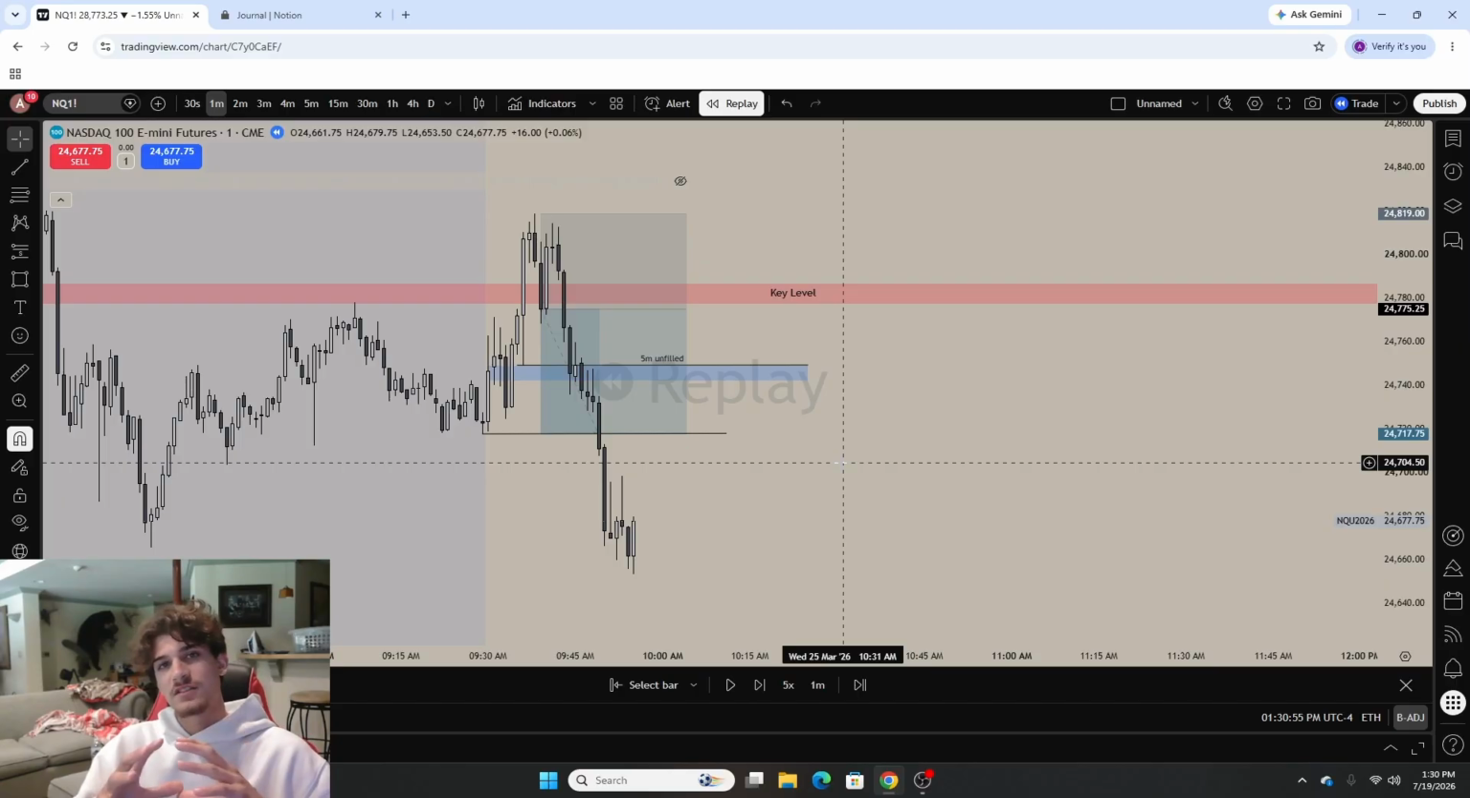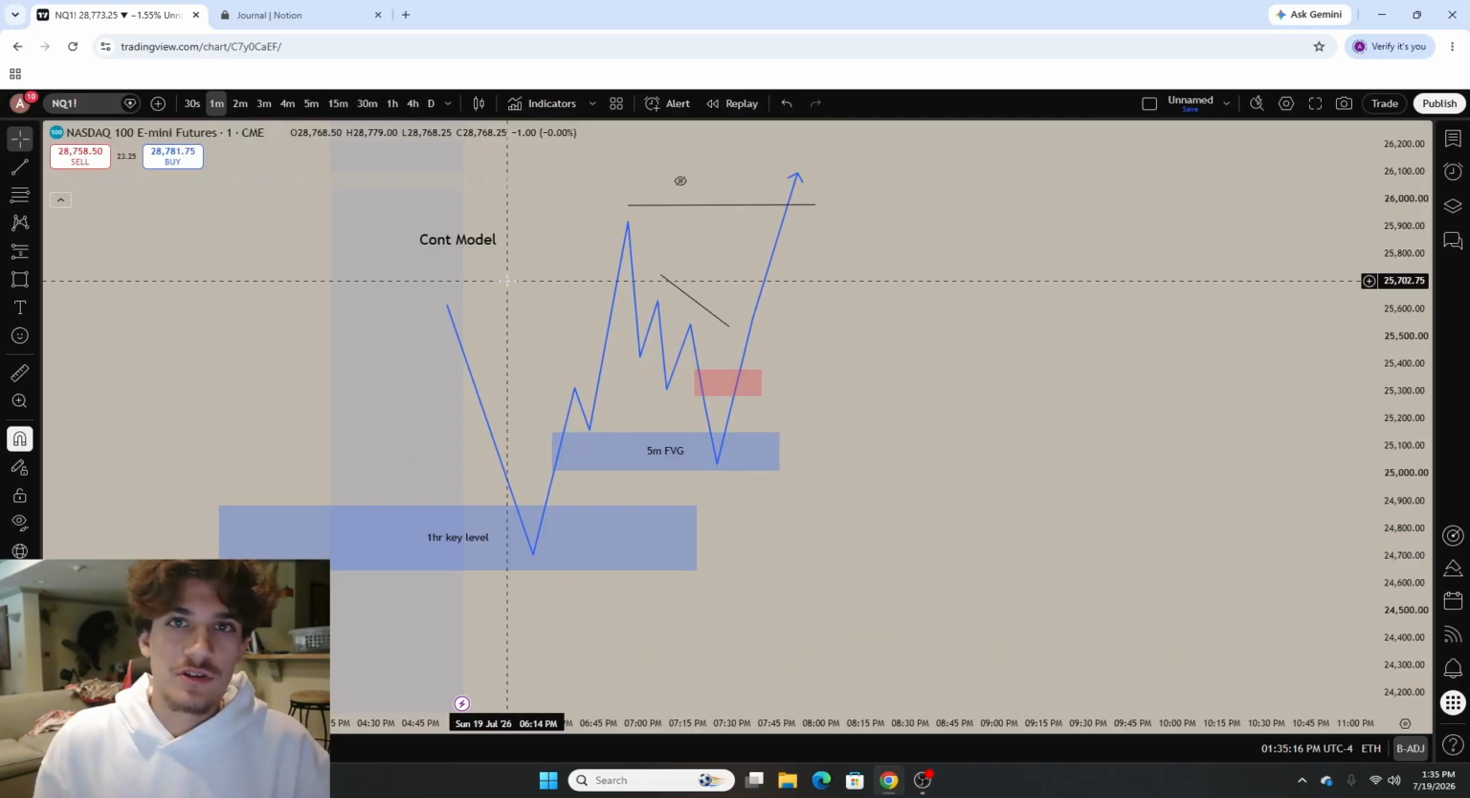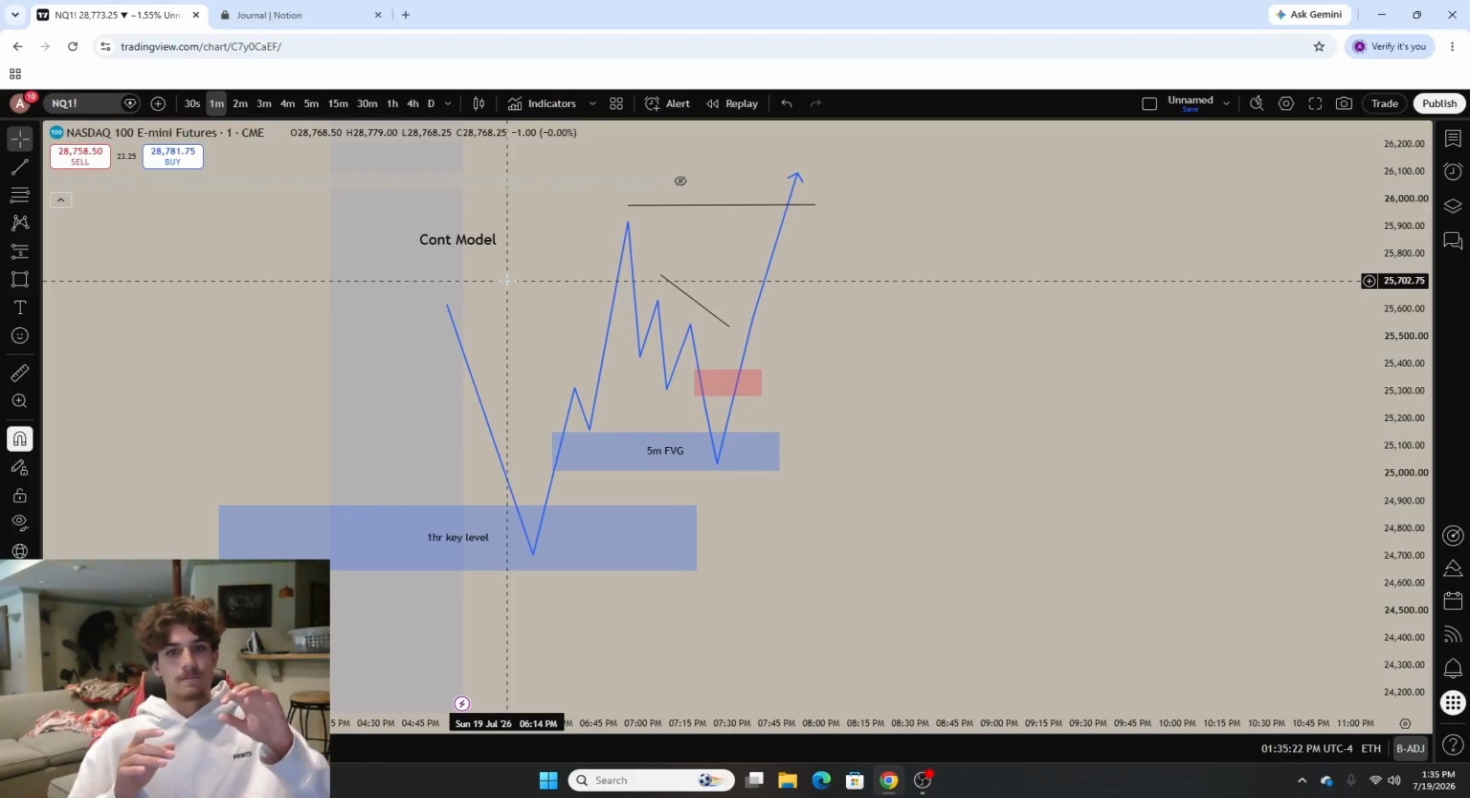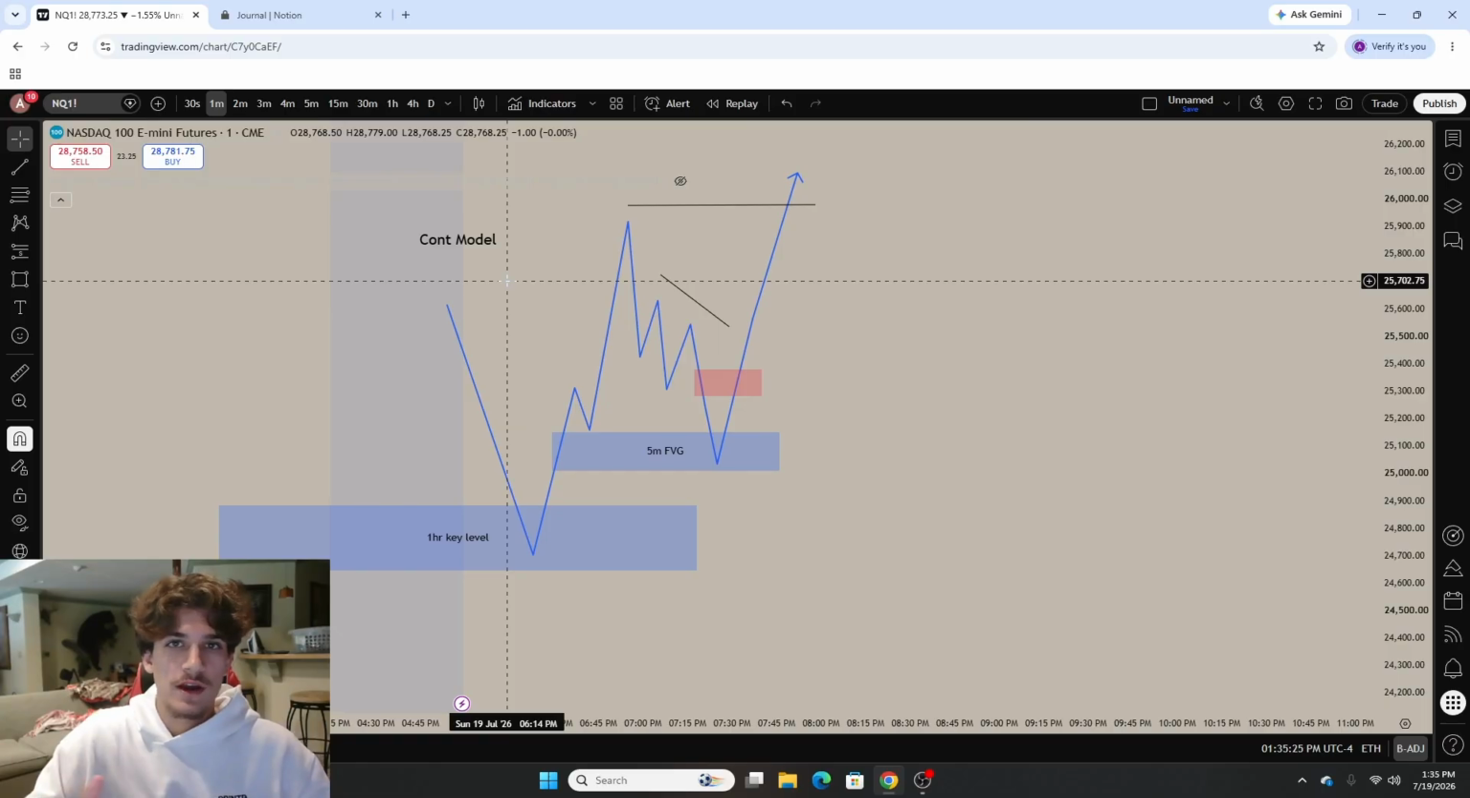Now let's move on to our last model, the continuation model. Definitely the easiest model to spot, just because it's simply a continuation of a move that's already happening. Let's get into that. All right, so now that we're done with the PDI model and the MEC model, let's get into our continuation model. Now this is a super simple model, and this is one of those things where if there's no entries off your key level, we can still get a trade off of the full move, called a continuation.